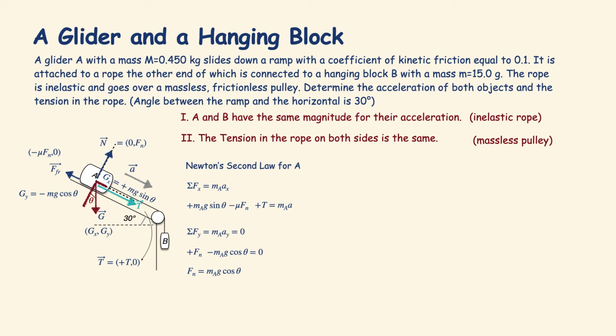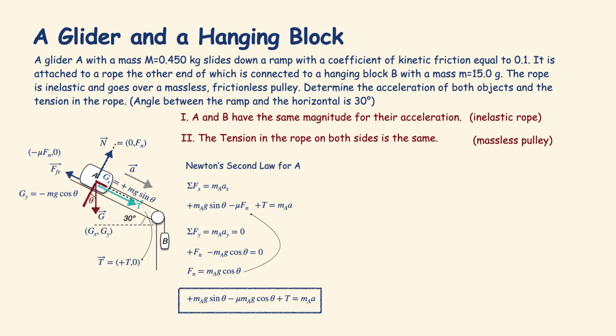The normal force on it is going to be equal to m_A g cosine theta. With that, immediately I will know what the frictional force is, because the component for the frictional force is going to be mu Fn. So I can take this expression for Fn and substitute it in my top equation for the x components. So I'm going to get plus m_A g sine theta minus mu times Fn, which in this case is going to be m_A g cosine theta, plus tension has to be equal to m_A times the acceleration.